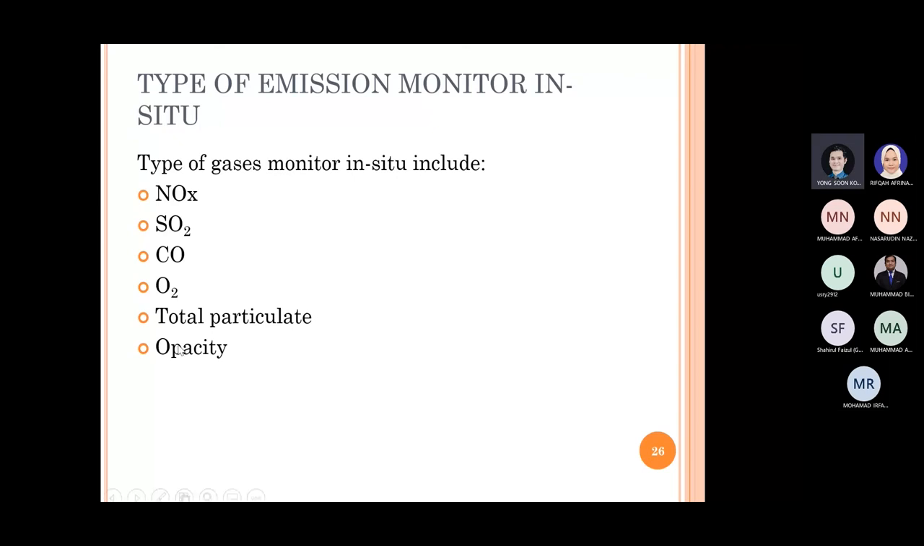So there will be a lot of optics involved. And why do we measure this one? Because the opacity of an emission is closely related to the particulate that will be emitted. So not only can you estimate the particulates inside the emission, you can also gauge how thick the smoke is that you emit. Because logically, if the opacity is very high, very opaque, very thick, once it's emitted, you can expect a complaint from someone. So the opacity has to be as low as possible.